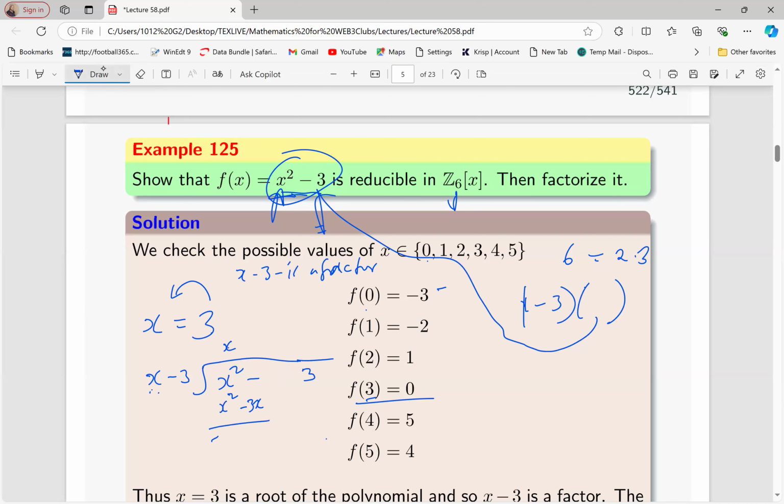So when you subtract, you have 3x. Then you bring this one down, minus 3. So x goes there, plus 3. So 3 times that, you get 3x minus 9. And when you subtract this, you have 6. But we are doing it mod 6. We are doing it mod 6.